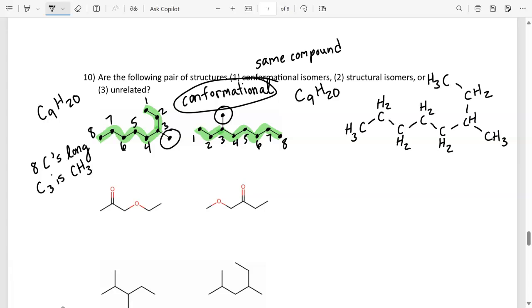All right, second example. Again, we're going to start by figuring out those molecular formulas. So, Christmas tree it so that we have all the carbons.